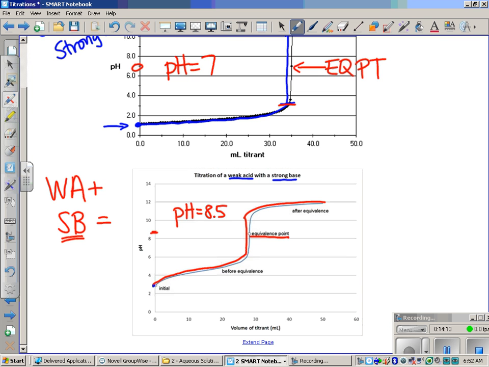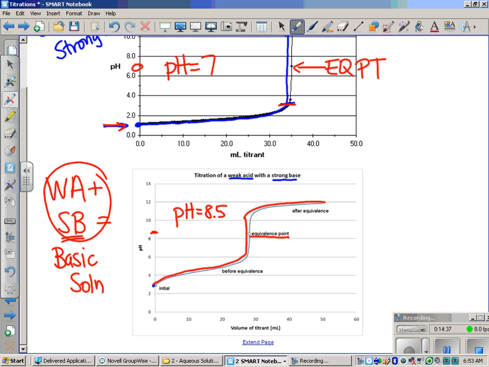That is not neutral. That is a basic pH, and the reason for that is when you take a weak acid and you mix it with a strong base, the base is dominant. Okay, the base is stronger than the acid, and therefore you end up with a basic solution, and we can see that in this graph. Now we're going to get more into this part later.